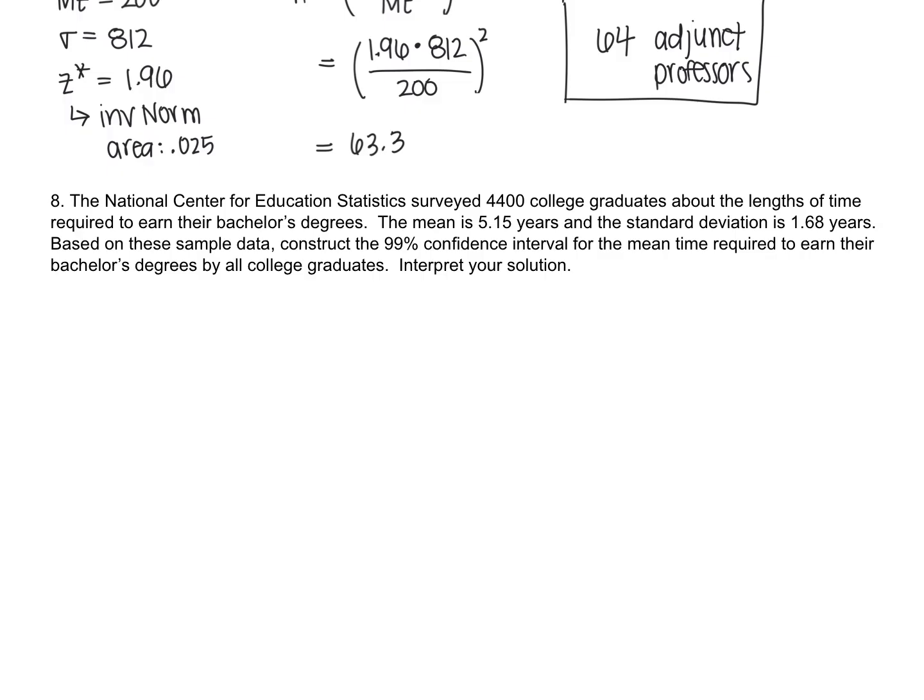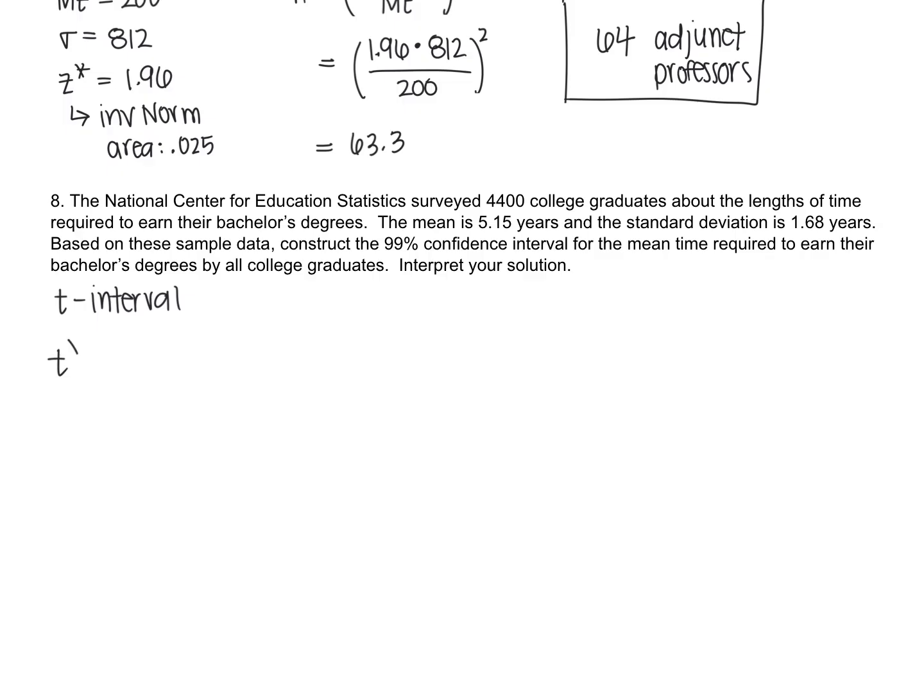Based on these sample data, construct the 99% confidence interval for the mean time required to earn their bachelor's degrees by all college graduates. Interpret your solution. So anytime we're doing a confidence interval for means, the first thing we have to determine is whether this is going to be a t interval or a z interval. It's based on whether you're given population or sample standard deviation. Because we are given a sample standard deviation, this is going to be a t interval.